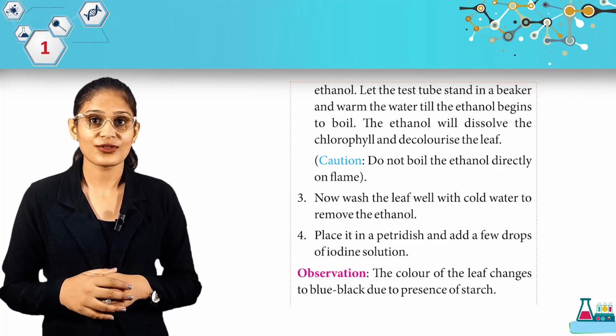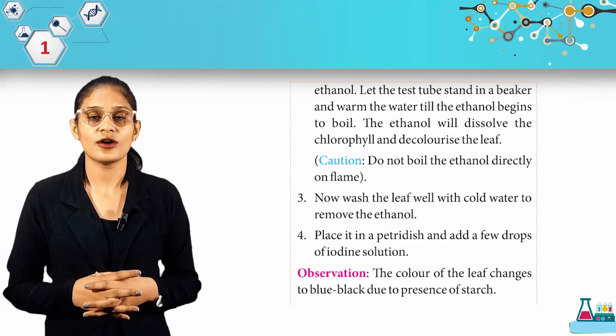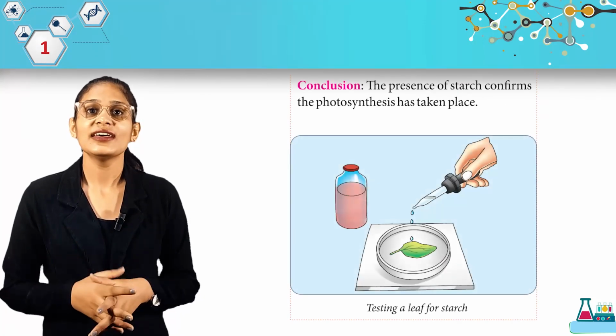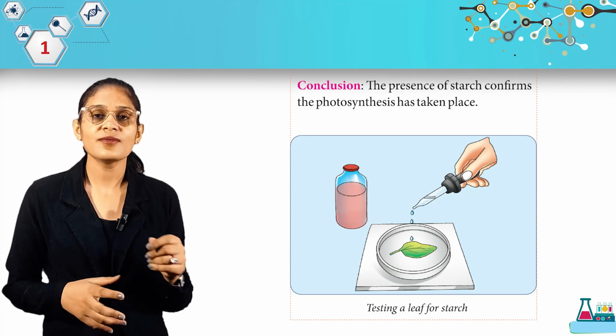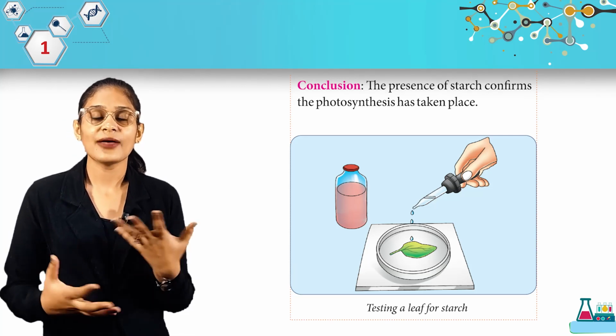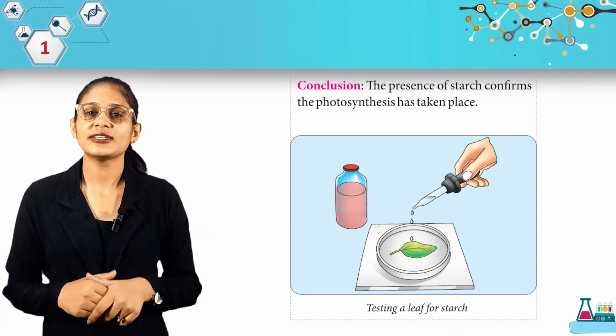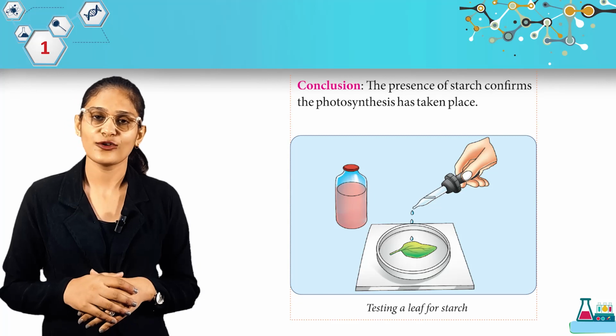Here is the observation. The color of the leaf changes to blue-black due to the presence of starch. Conclusion: the presence of starch confirms that photosynthesis has taken place. So students, that's how you can test the presence of starch in the leaf. You can do this activity with the help of your teacher in your school.